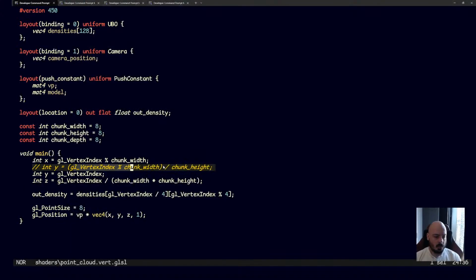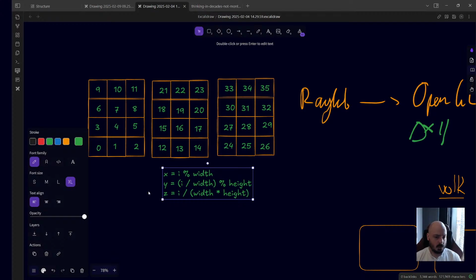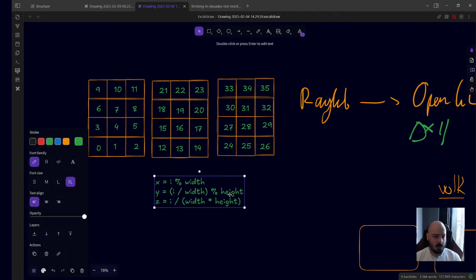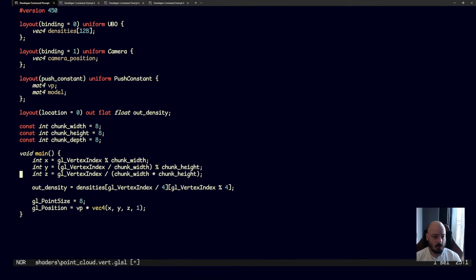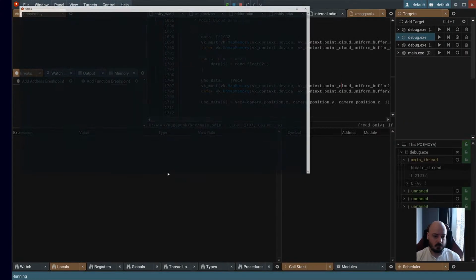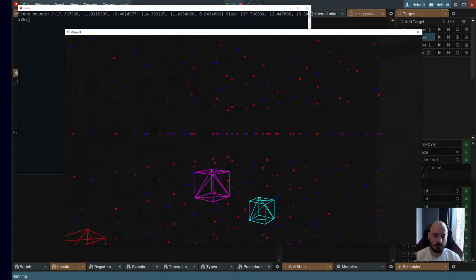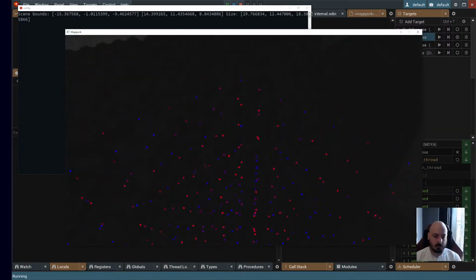So yeah, this is just wrong. How is this wrong? Let's see. So divided by width mod height. Ah, I did mod width divided by height. That could be the problem. There we go. Cool.